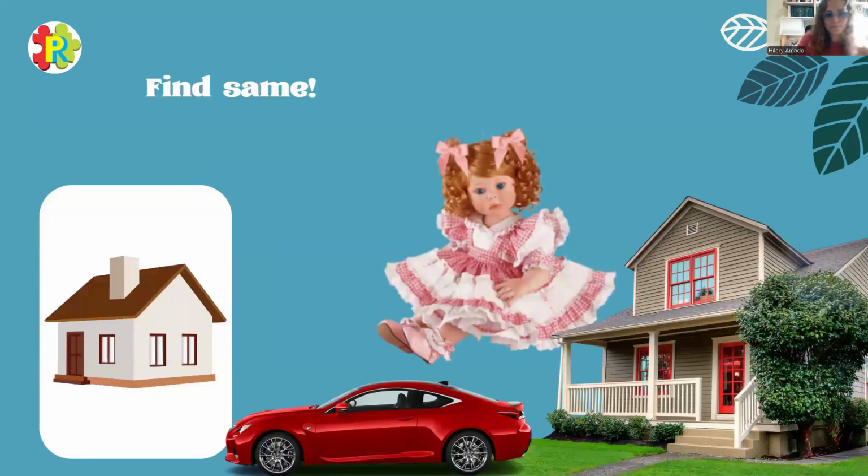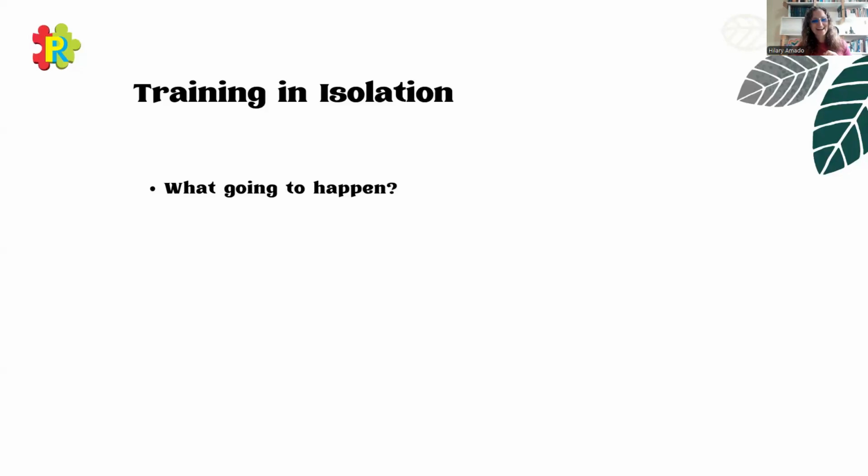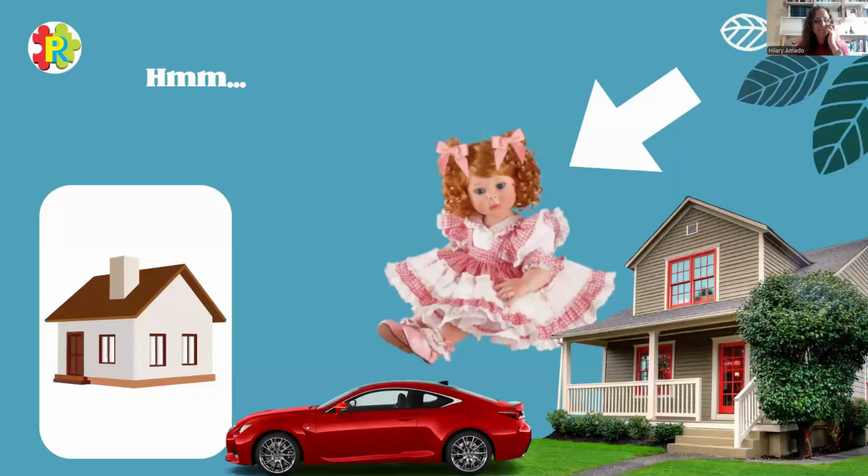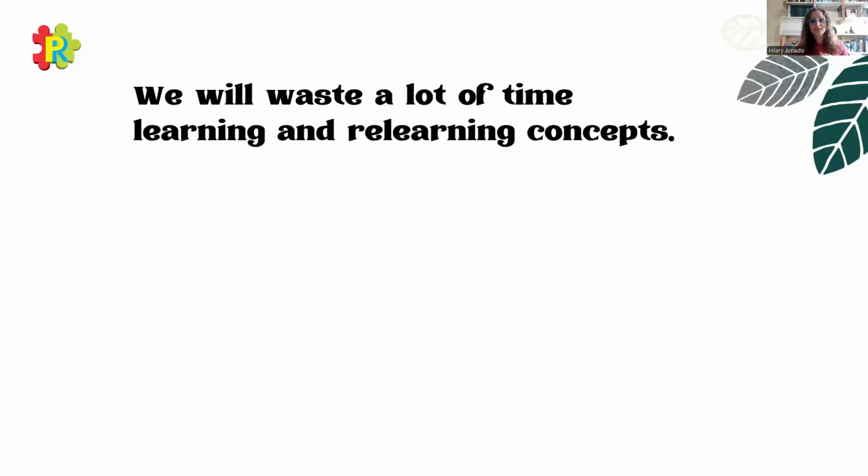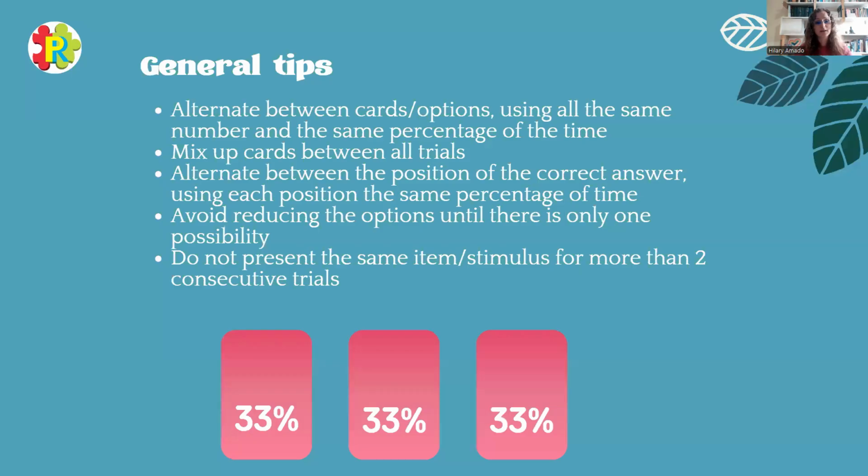Find same. What do you guys think is going to happen here? They were unable to find same. They pointed to the doll here. When you use training in isolation and you don't require discrimination, you're going to waste a lot of time. That learner is going to spend a lot of time learning and relearning concepts.